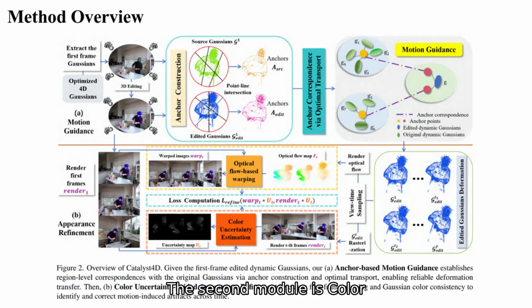The second module is color Uncertainty-guided Appearance Refinement, or CUAR. Even with perfect motion, occlusions can cause color artifacts as the sequence plays. CUAR quantifies the temporal reliability of the appearance by estimating per-Gaussian color uncertainty. It then selectively refines these uncertain regions by warping the highly reliable first frame edits. This automatically corrects occlusion-induced artifacts and ensures stable appearance propagation.